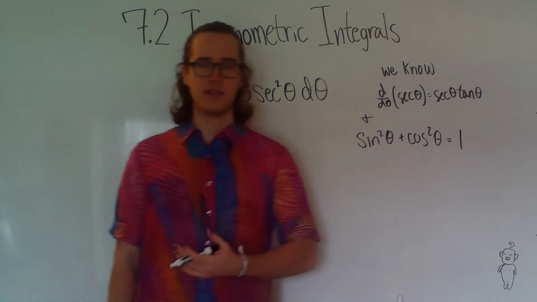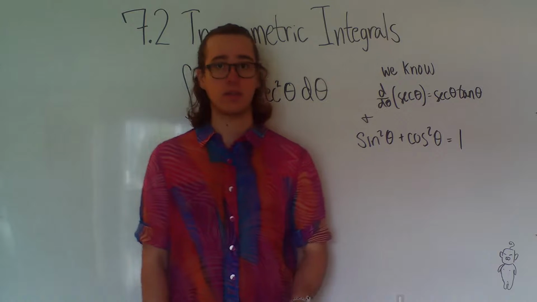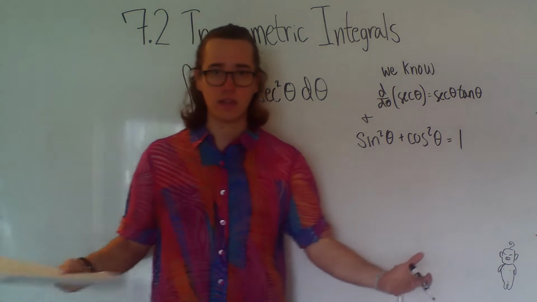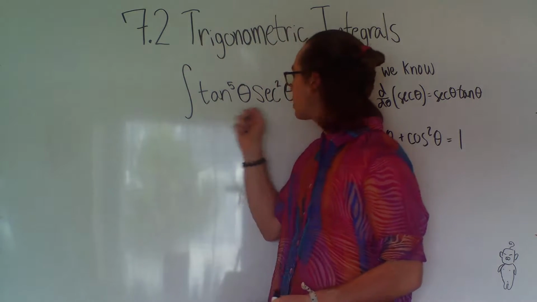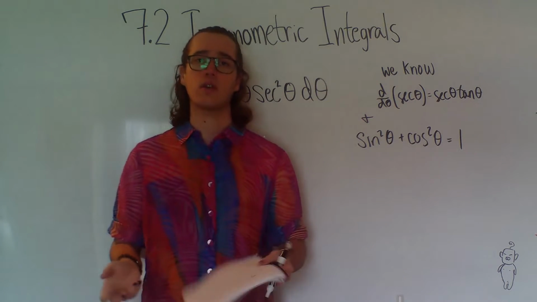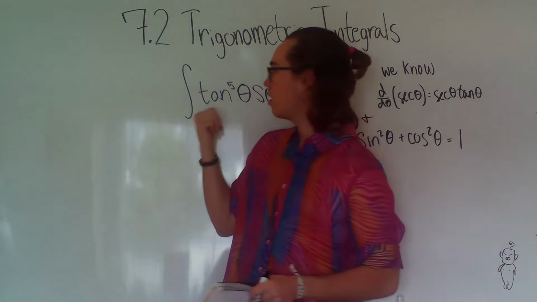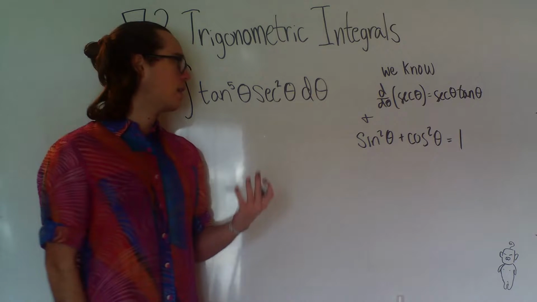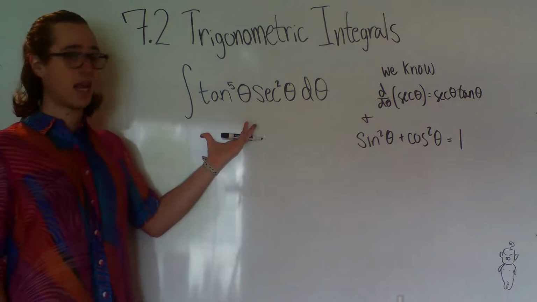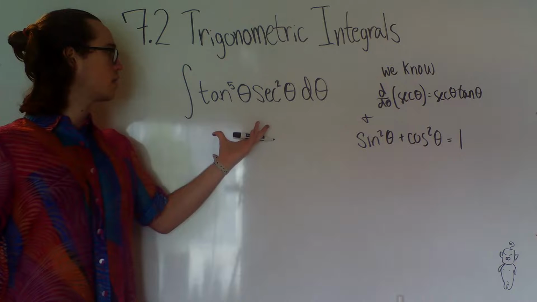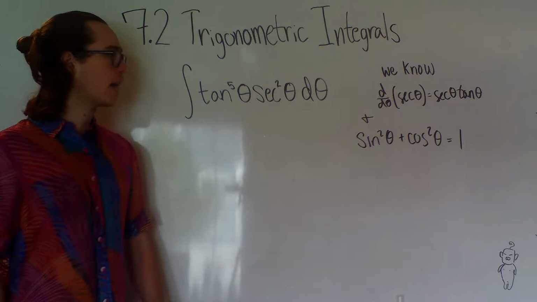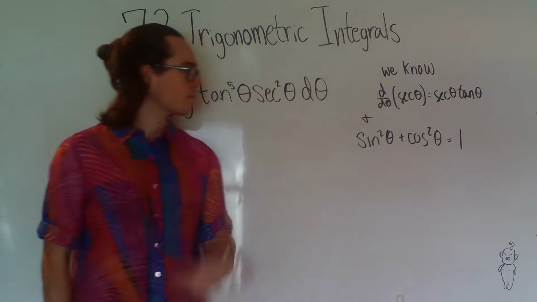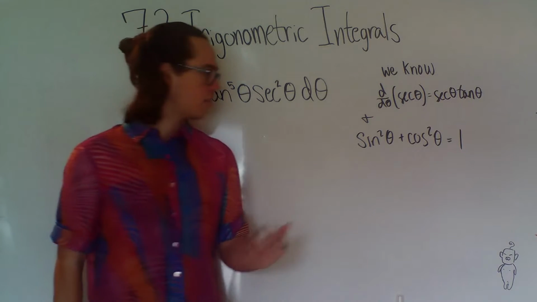Now, what if we had something with tangents and secants? Because we've covered 2 of our trig functions, and now we have 6, so we have to look at tangents and secants. Cotangents and cosecants follow suit with the same thing as tangents and secants. So, well, what do we know? We want to find the integral of tan to the 5th theta secant squared theta d theta. And we know that the derivative of secant is equal to secant tangent.